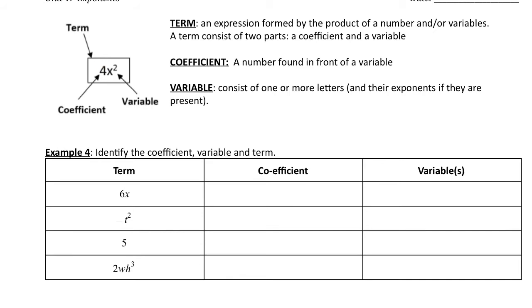A variable is what consists of 1 or more letters, and it might even be letters and their exponents if there are exponents present. So in our term 4x squared, the variable portion would be the x squared. You have to include the squared because the squared is directly attached to the letter.